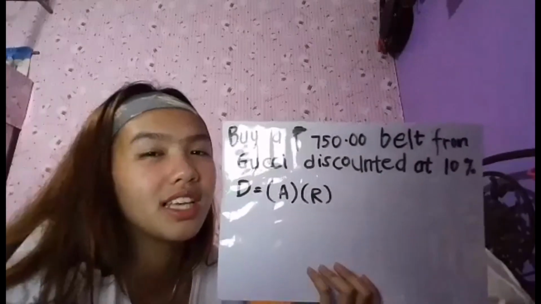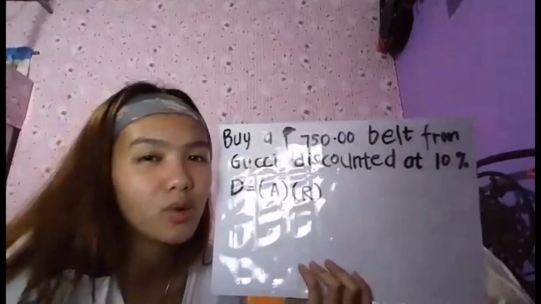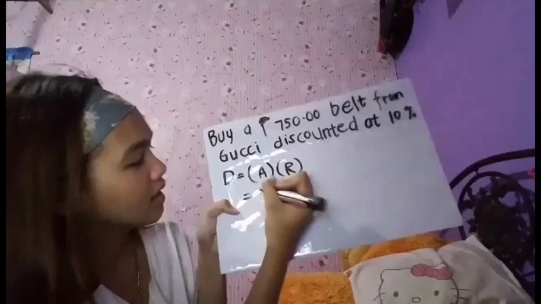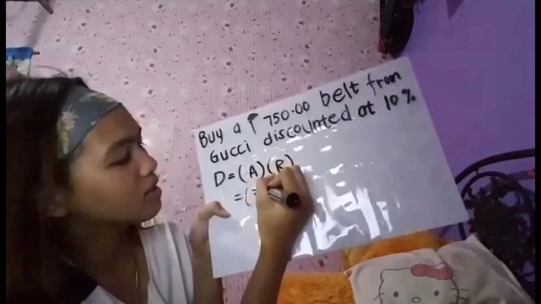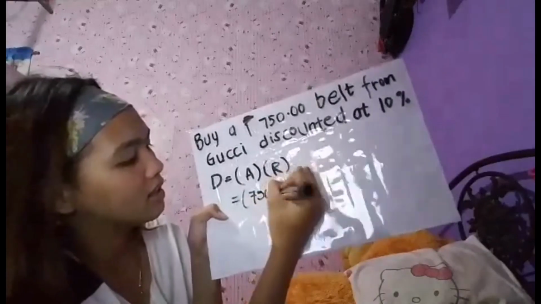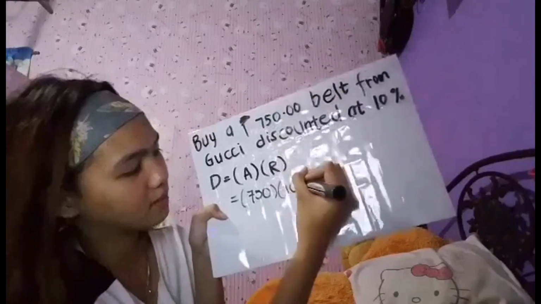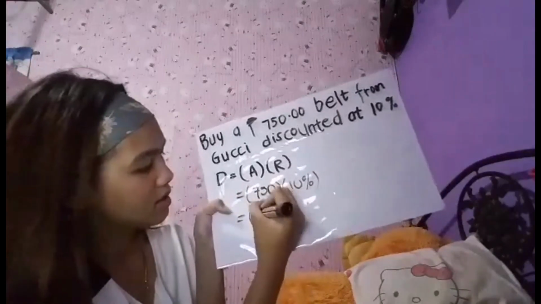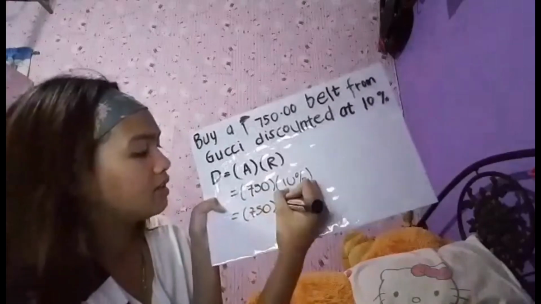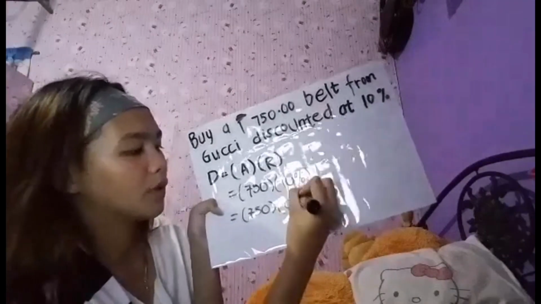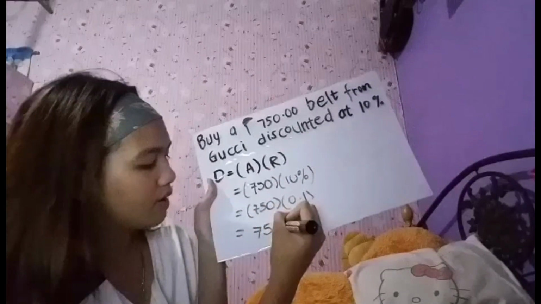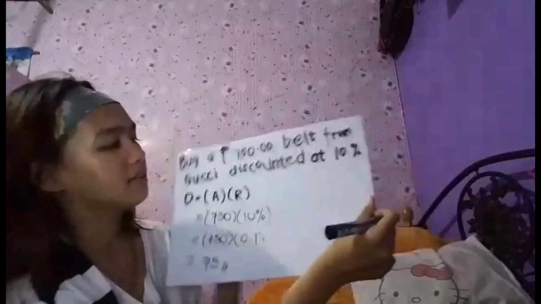So yung formula niya is discount equals amount times rate. So yung una natin gagawin is ita-times natin yung 750 sa 10%. So magiging 750 times 0.1 equals 75.